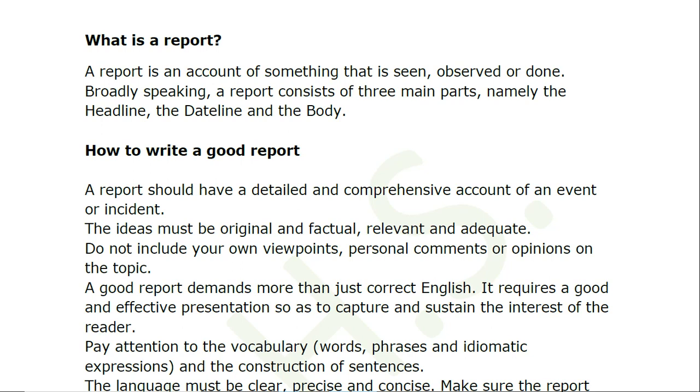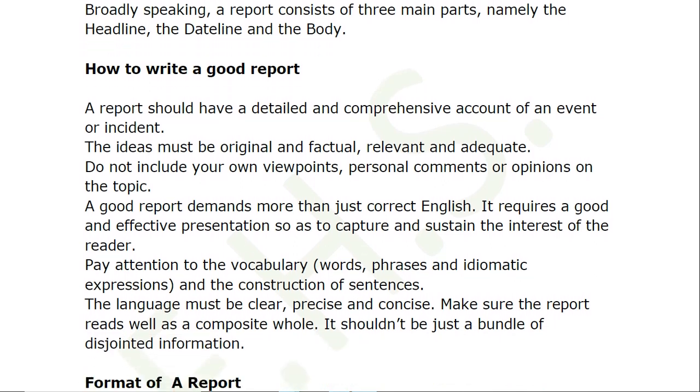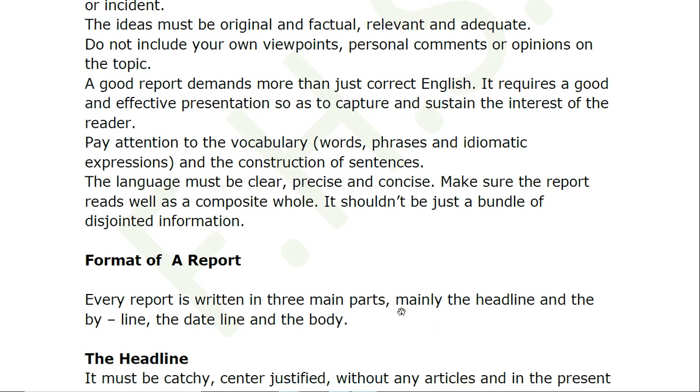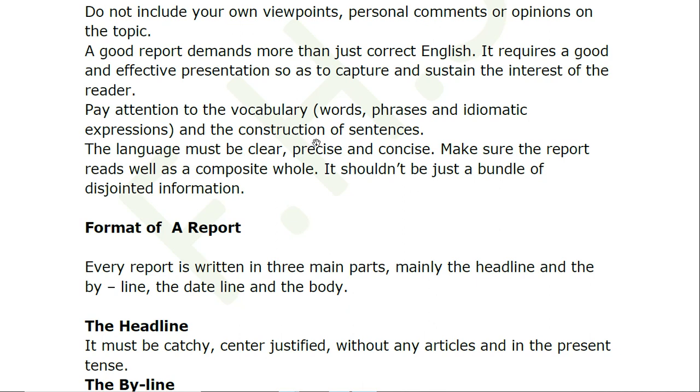Okay. Do not include your own viewpoints, personal comments, or opinions on the topic. Such as explain. A good report demands more than just correct English. So, the most important thing in a good report is that the English should be right, grammatically right, your sentences should be formed properly, spellings right. Okay, it requires a good and effective presentation so as to capture and sustain the interest of the reader. So, not just good English, but the way you are writing your report, the reader should want to read the whole article, and feel interested to know what happened.